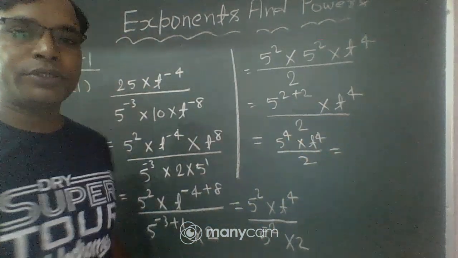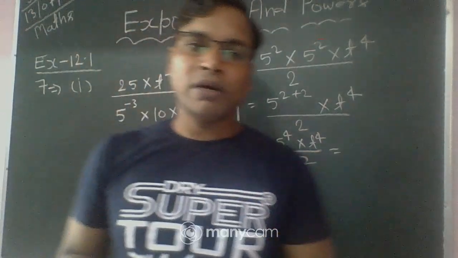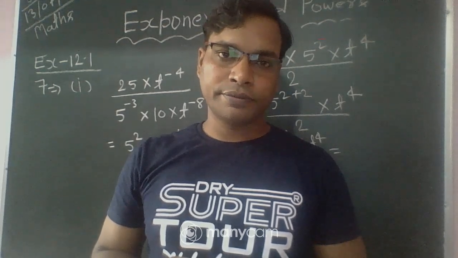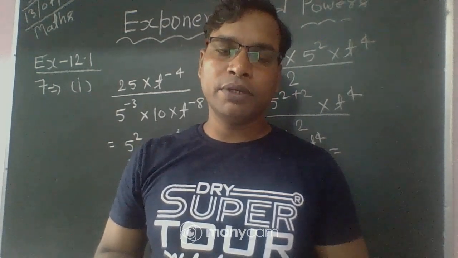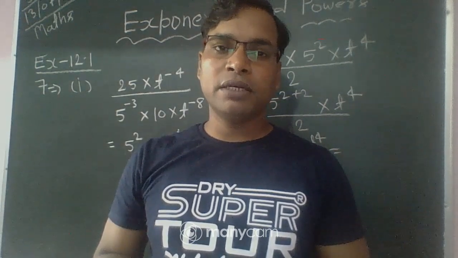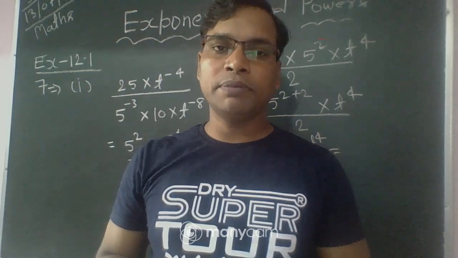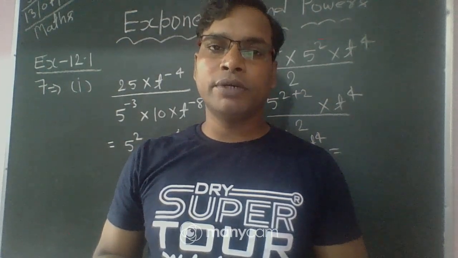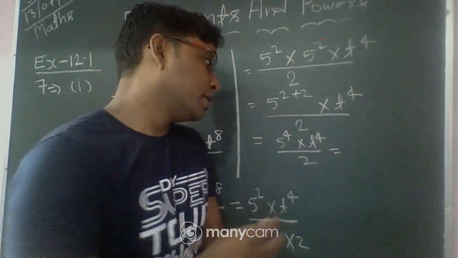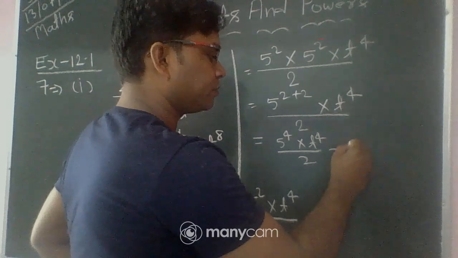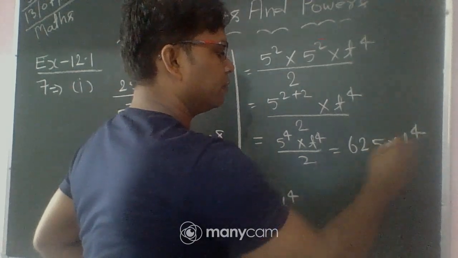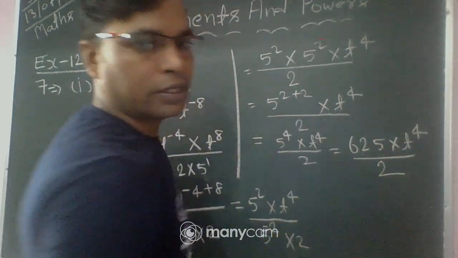So 5 power 4 means 5 multiplied 4 times by itself. Okay. So 5 into 5 into 5 into 5. So 4 times. You multiply 5 into 5, 25. 25 into 5, 125, and 125 into 5, 625. So it will become 625 into t power 4 divided by 2. This is your solution.